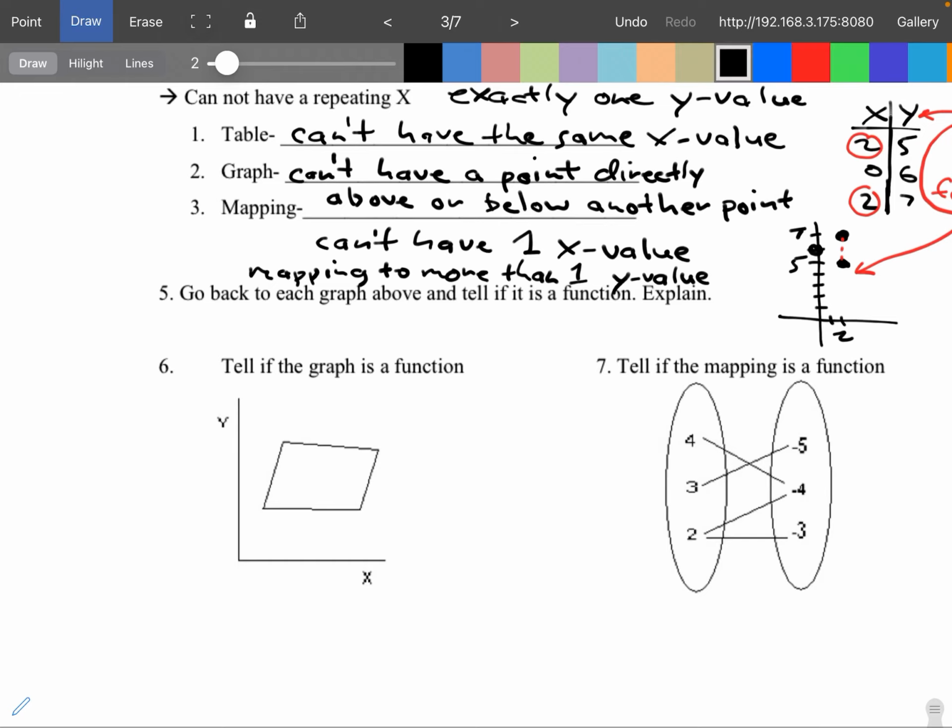And why do we like functions? Because they're fun for everyone. There you go. All right, let's do the last 2 real quick, because we've got to get out of here, right? Yes.